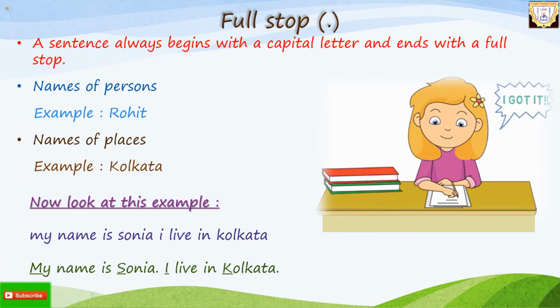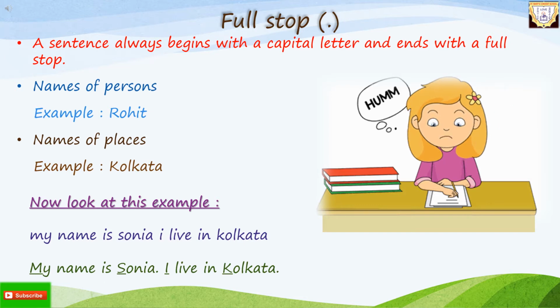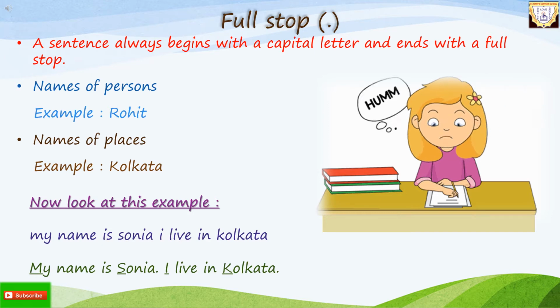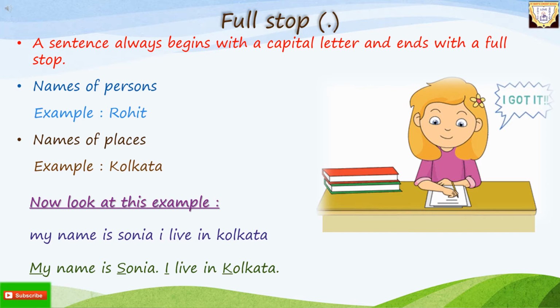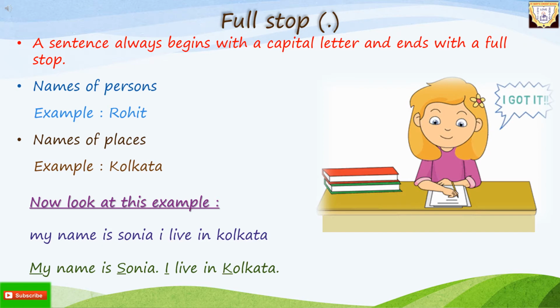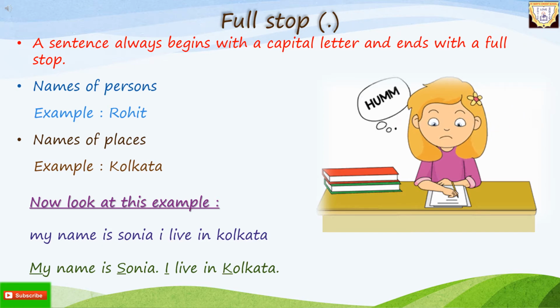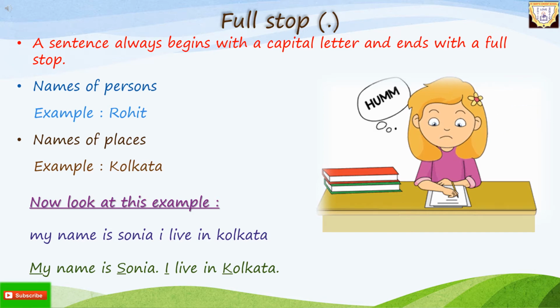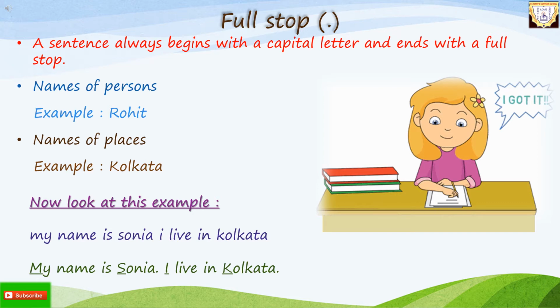Let's now see where to give full stop. A sentence always begins with a capital letter and ends with a full stop. Besides this, we also write the starting letter of names of persons and names of places in capital letter. For example, Rohit is a person's name, so the first letter R will be in capital. Similarly, Kolkata is a name of a place, so the first letter K will be in capital.